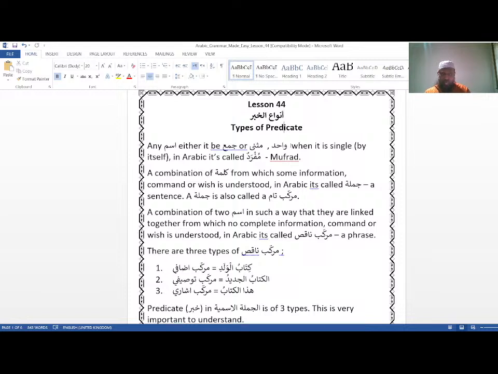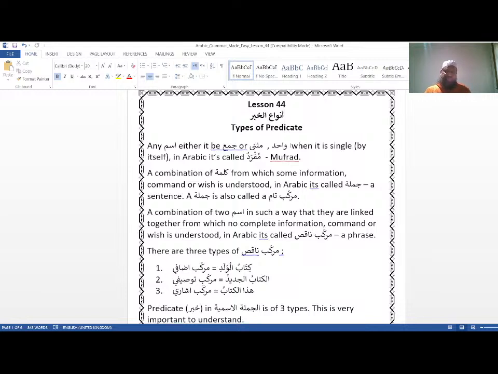Okay. So we have mufrad, a single word. We have murakkab naqis, two words, no complete meaning. And then we have two or three words that give complete meaning. That's called murakkab tam or jumla.